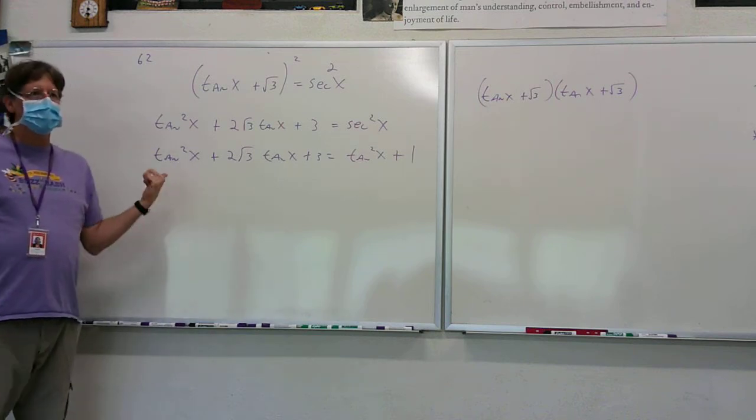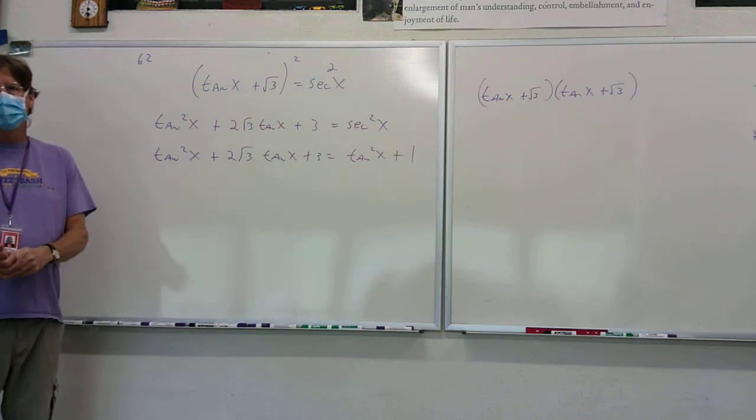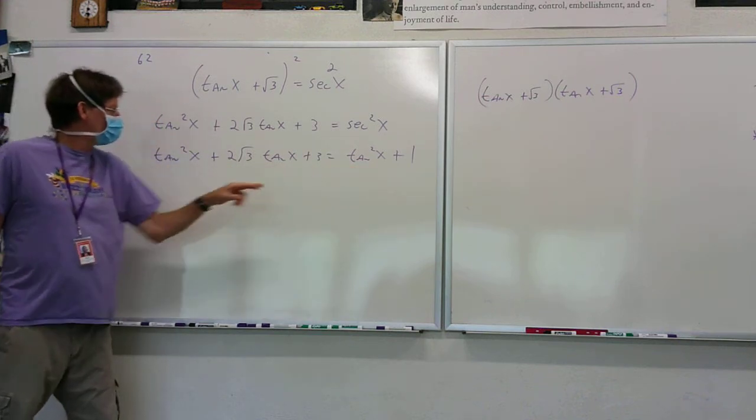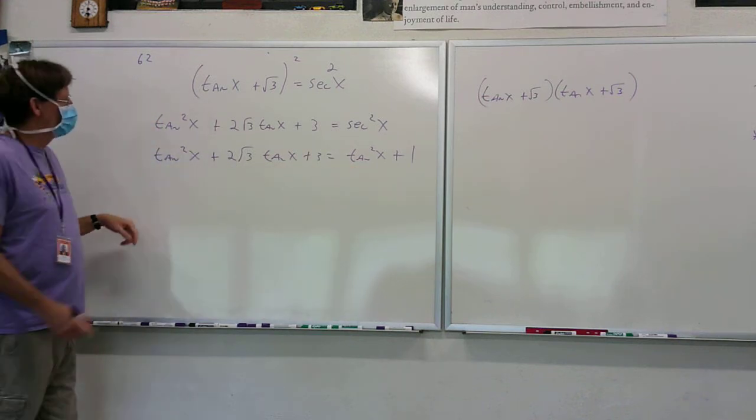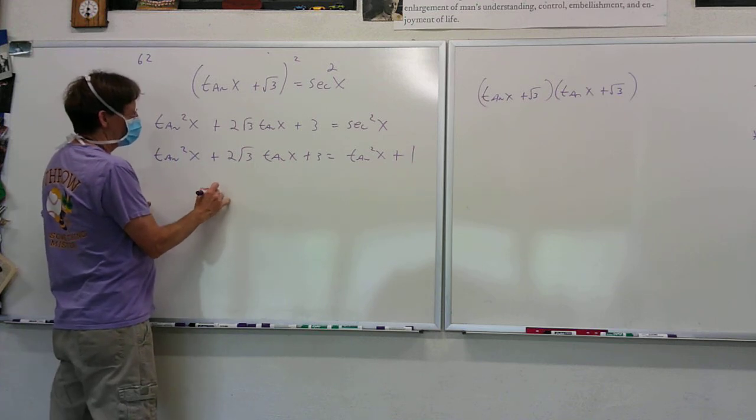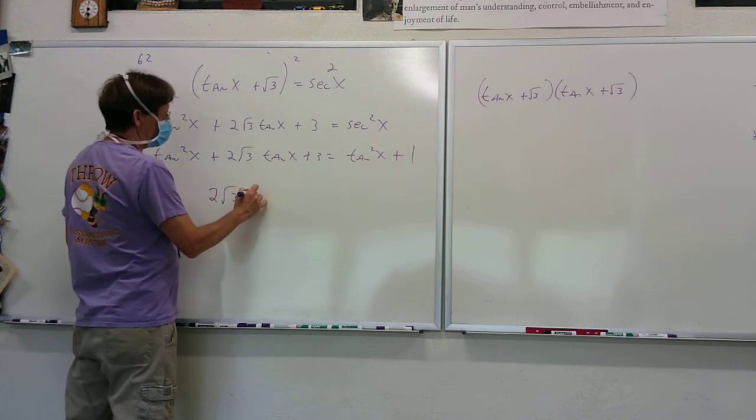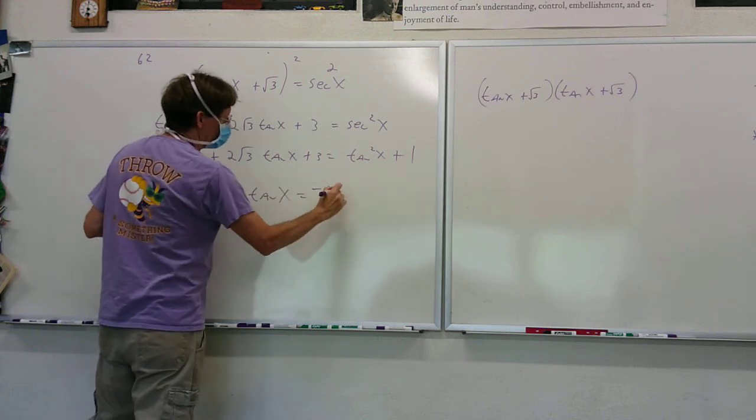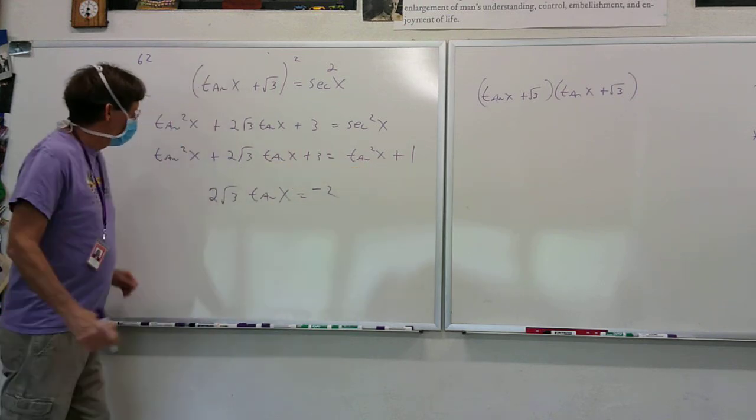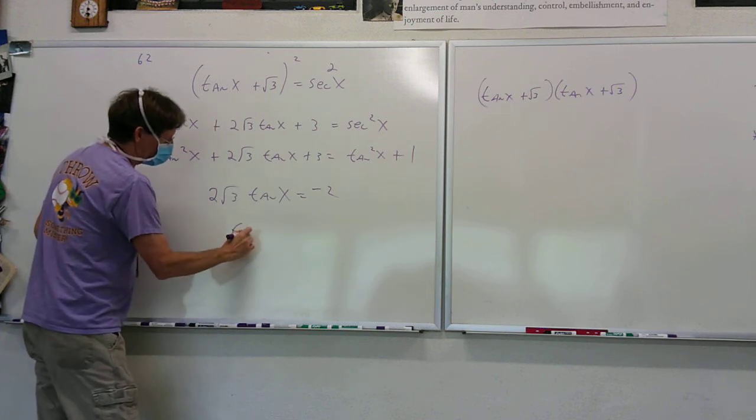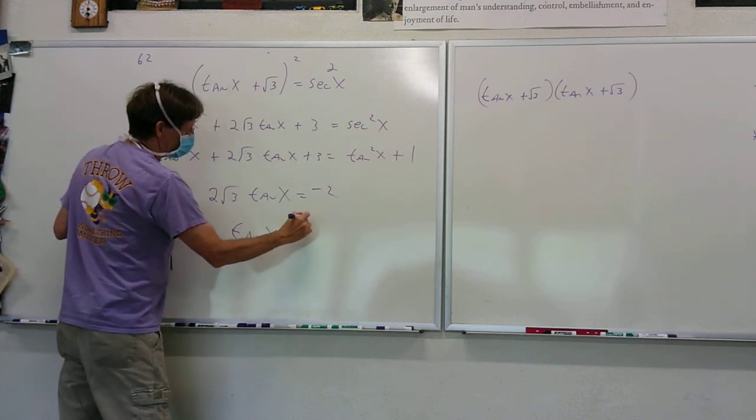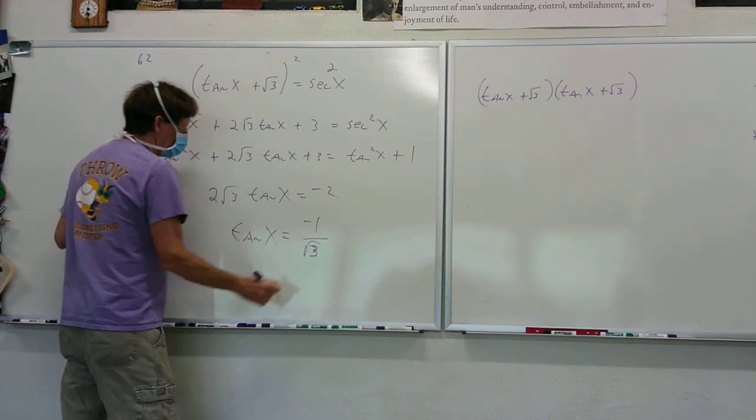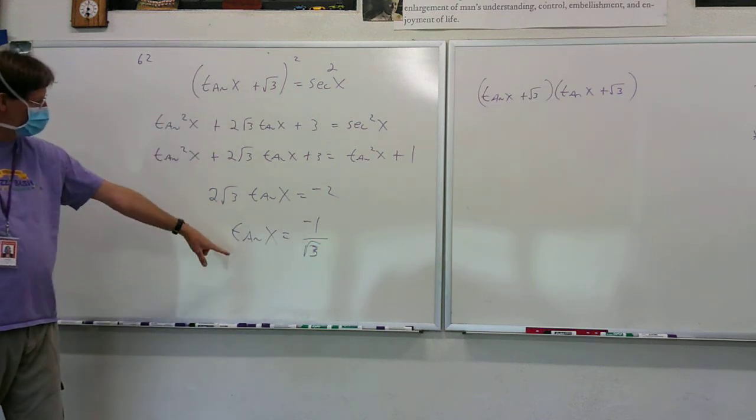Please realize this is not something you do a whole lot. All right? Now, once you do that, you subtract the tangent squareds out, and you get 2 square root of 3 tangent x equals negative 2, because I'm going to subtract it. Then I'm going to get tangent x is equal to negative 1 over the square root of 3. Divide both sides by 2 square root of 3, and I get that.